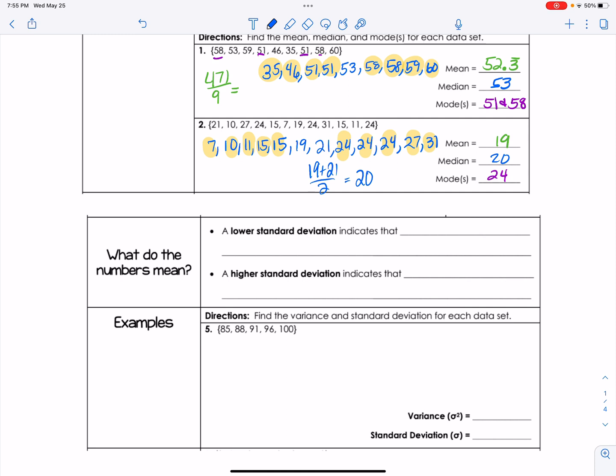Okay, so we're going to find just right in this line right here, standard deviation, or sorry, mean absolute deviation is what we're going to call it. It's the MAD.